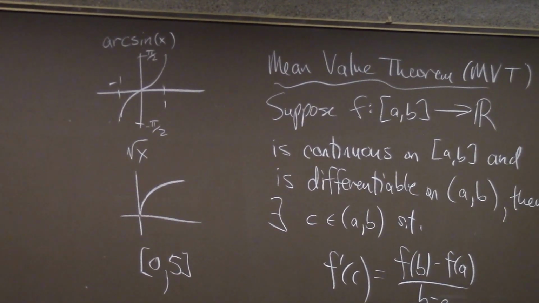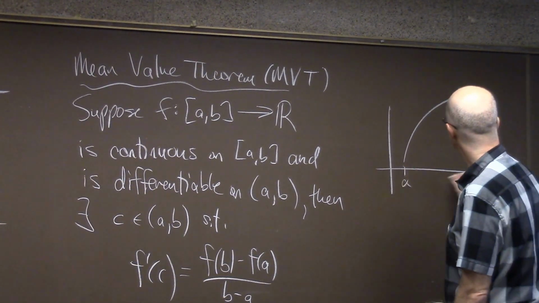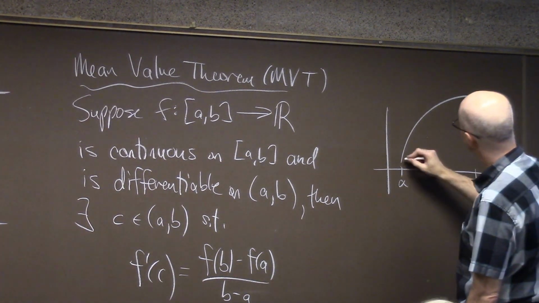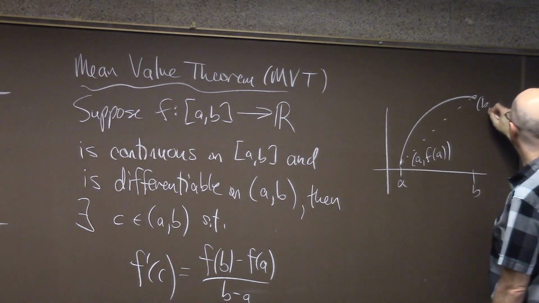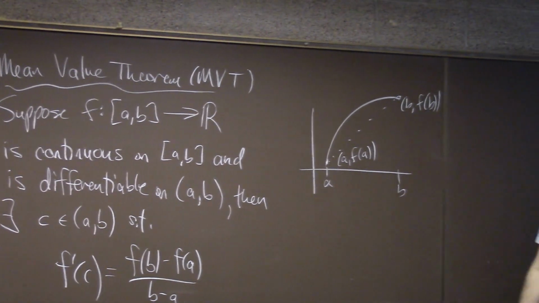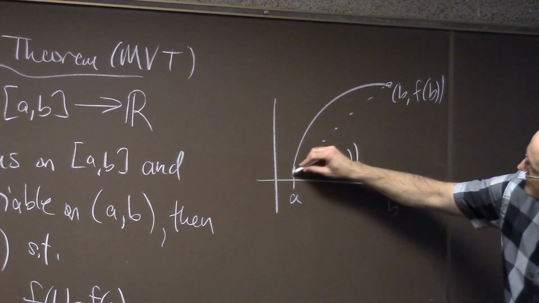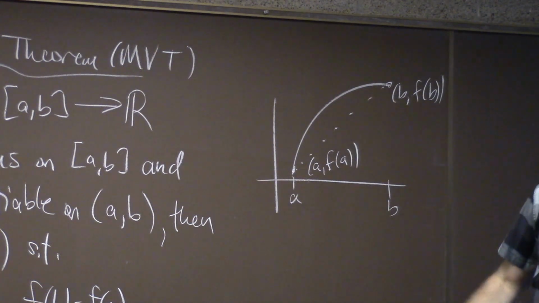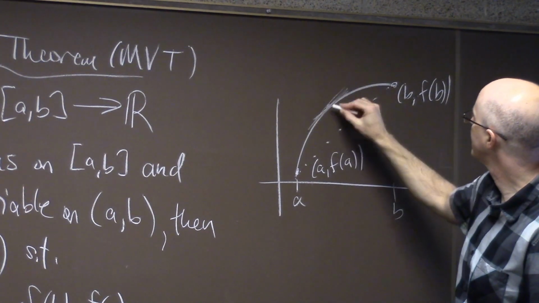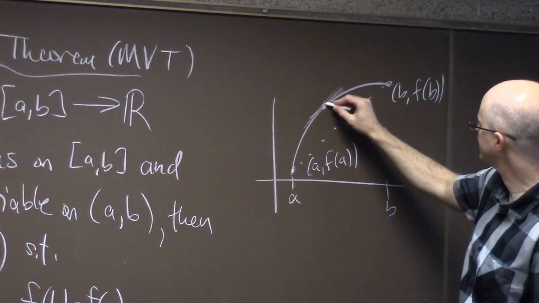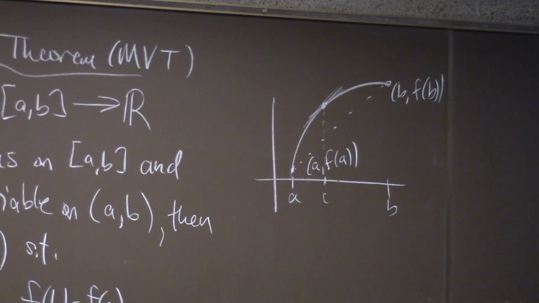Drawing a generic picture makes it easy to convince yourself that this is true on an intuitive level. If this is A and this is B, the secant line between the points A, f of A and B, f of B looks like that. The mean value theorem says there's some number C strictly between A and B. I even made it look like almost a vertical tangent here at A, where the slope of the tangent is the same as the slope of the secant. They'll be parallel. Perhaps right about there is a point where the tangent has a slope that's the same as the slope of the secant.